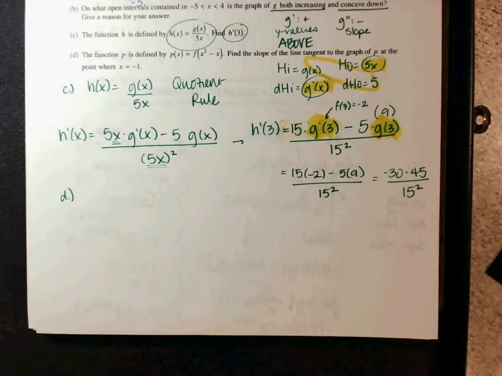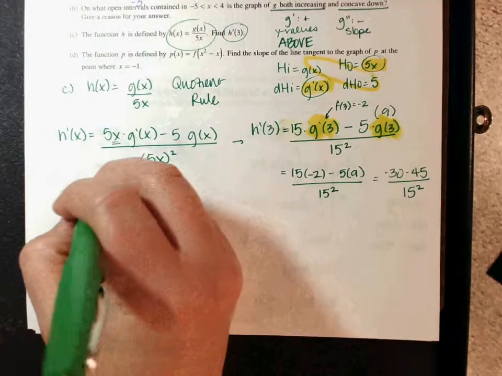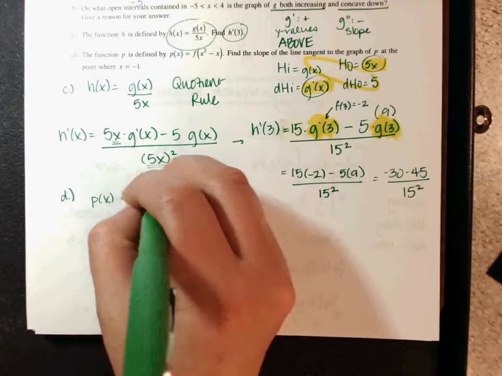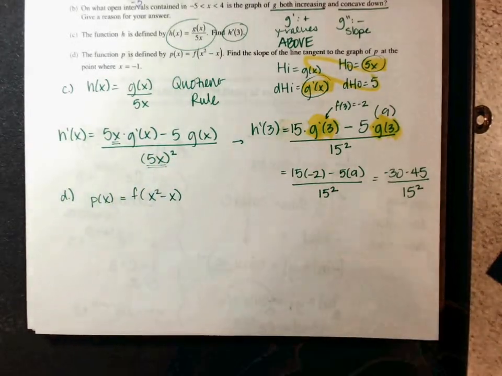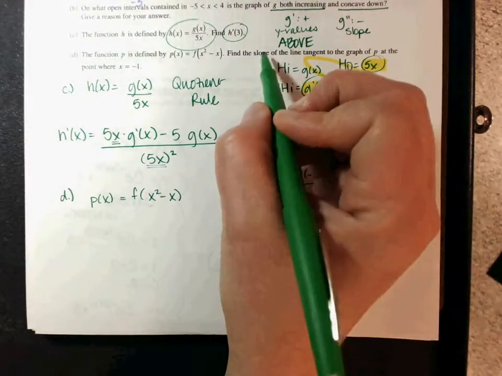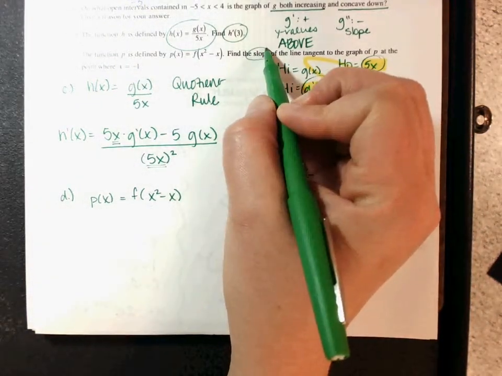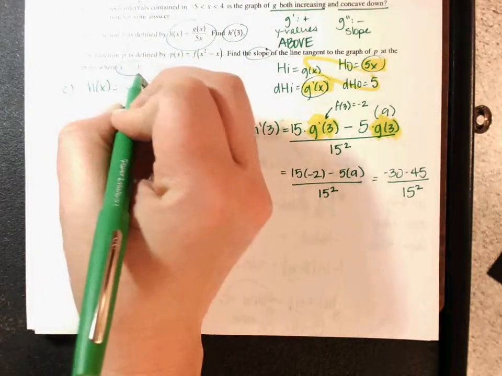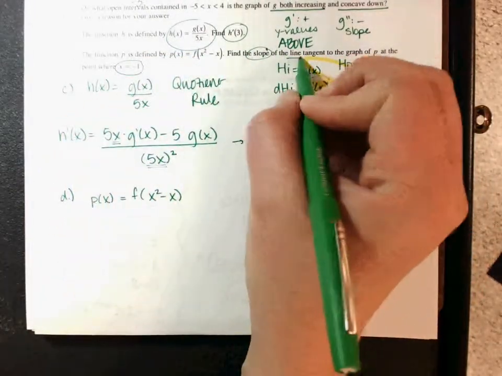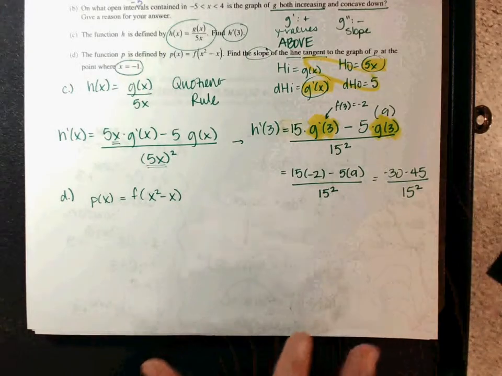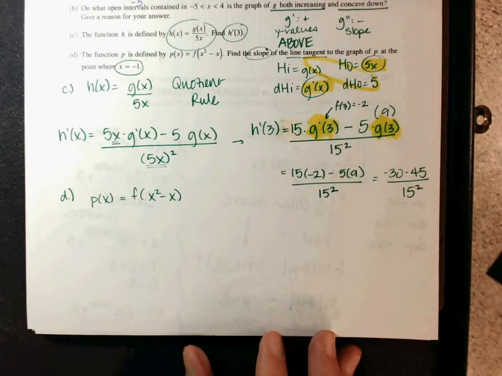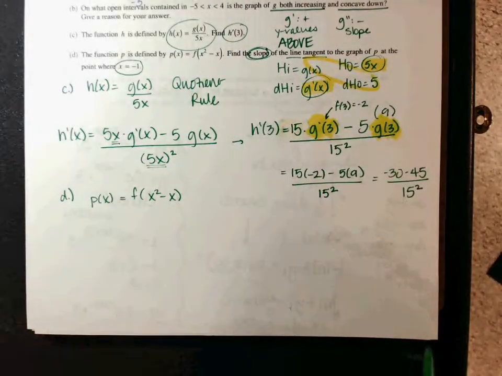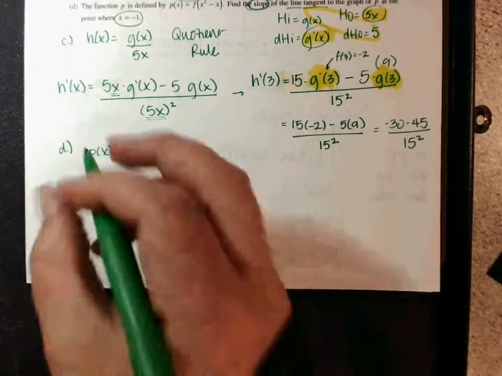Okay, so last part, part D. Gives us a new function again. Tells us that it's f of x squared minus x. And it asks you to find the slope of the line tangent to the graph of P at the point where x is negative 1. Now, if you immediately see the line tangent and start writing a tangent line, you're wasting your time. Because I don't need the whole equation, I really only need the slope. So remember, to find the slope, I need to take the derivative.